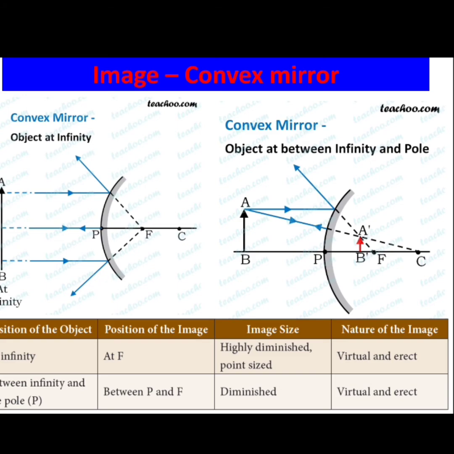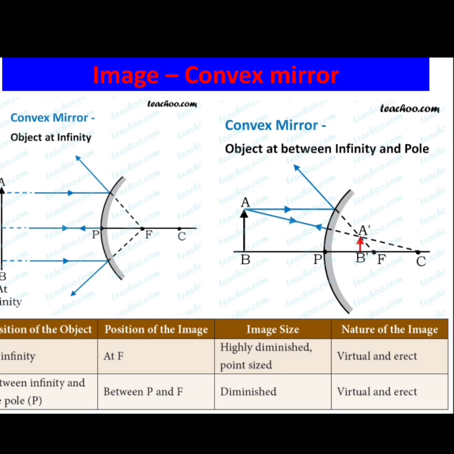Now let us see about the images formed by the convex mirror. Only two positions can be explained for convex mirror. One, the position of the object is at infinity, and the other, the position of the object between infinity and the pole. See the first image. The incident rays are coming from infinity and it gets reflected, but a virtual image is formed at focus. So the position of the image at focus and the size of the image is highly diminished, maybe point size. The nature of the image is virtual and erect.